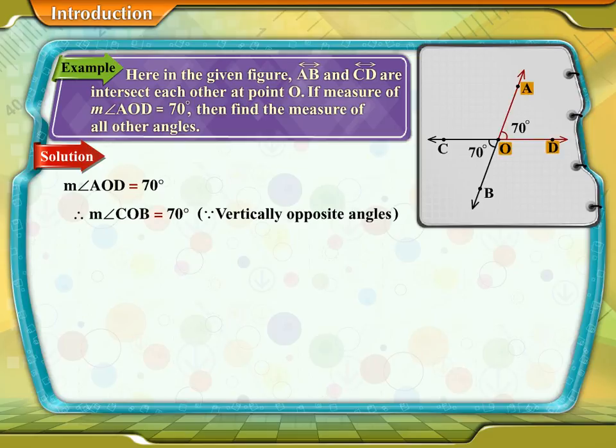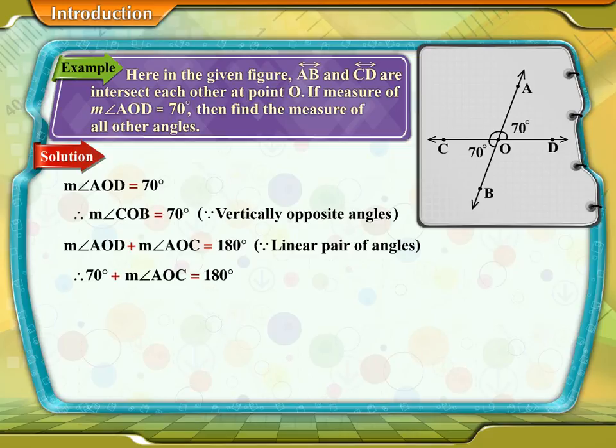Angle AOD and angle AOC are a linear pair of angles, and angles forming a linear pair are supplementary. So, the sum of angle AOC and angle AOD is 180 degrees. Now, substitute the measure of angle AOD as 70 degrees. Then we get the measure of angle AOC as 110 degrees. The measure of its vertically opposite angle BOD is also 110 degrees.